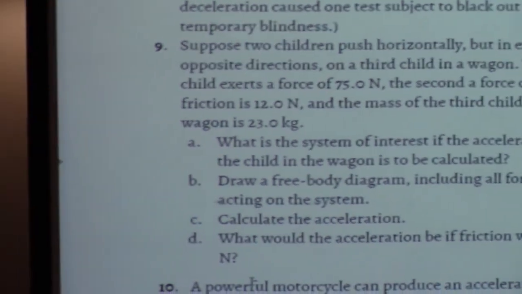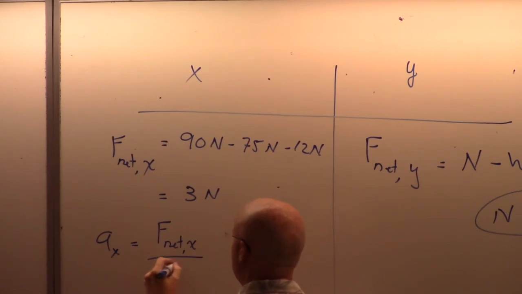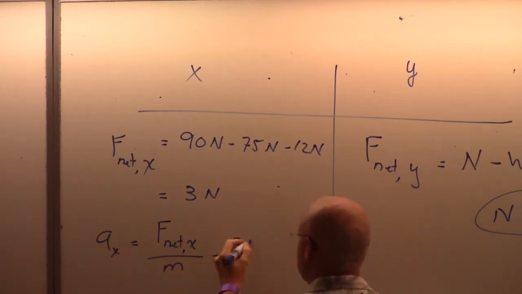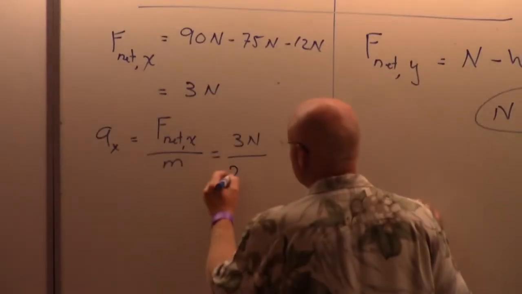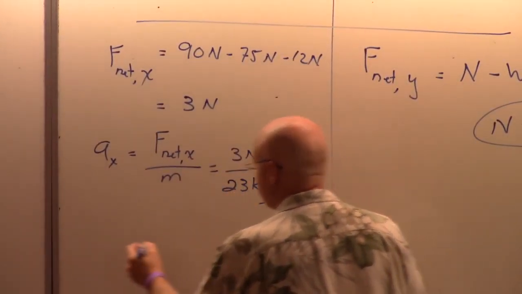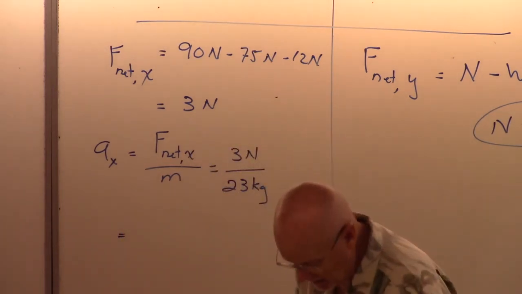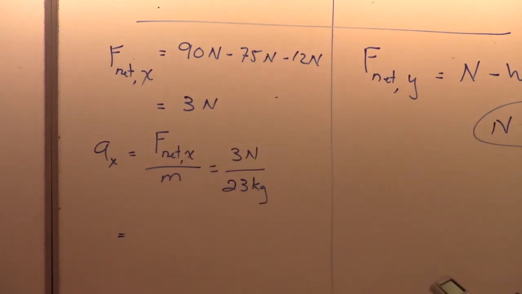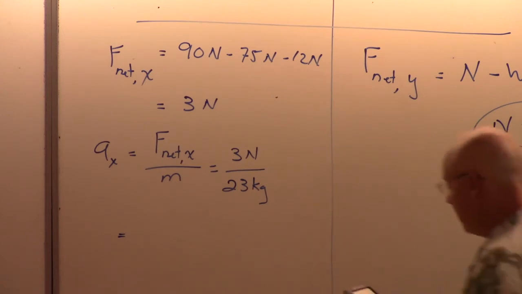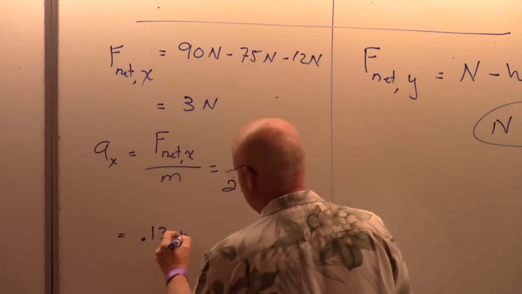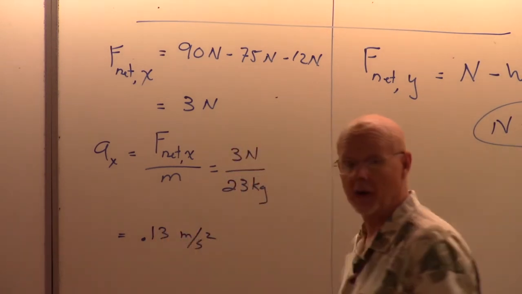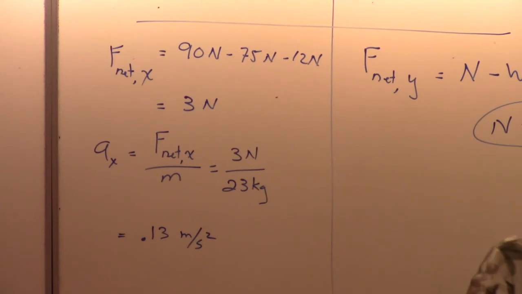So the acceleration in the x direction would be the net force in the x divided by the mass, which we just said is 3 newtons, dividing by the mass of 23 kilograms, meaning I would have 3 divided by 23 and coming up with 0.13 meters per second squared. So that would be the acceleration in the x direction.